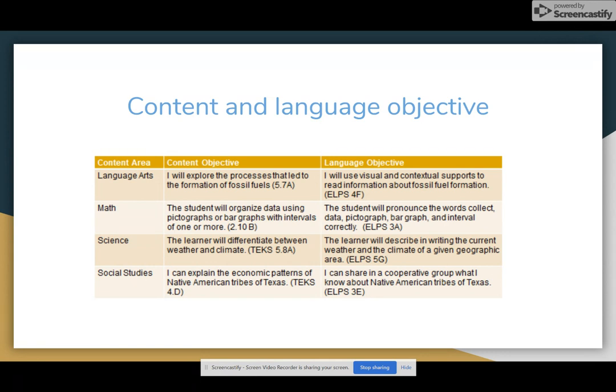Social studies: I can explain the economic patterns of Native American tribes of Texas. That is a TEK for fourth grade. So how will my fourth graders learn the economic patterns? Well, I could have them share in a cooperative group, because it's a little bit heavier for them. So we'll share in cooperative groups what I know about Native American tribes of Texas. Up next, we will work with these content and language objectives to create your own.